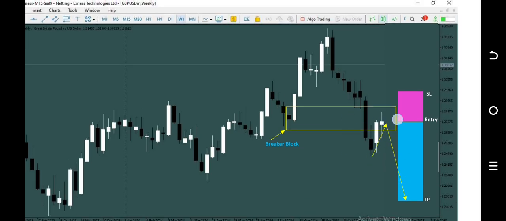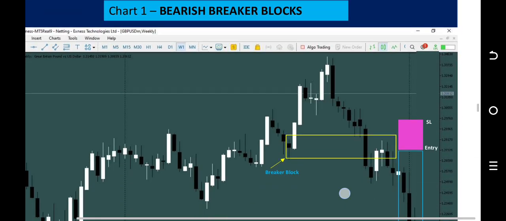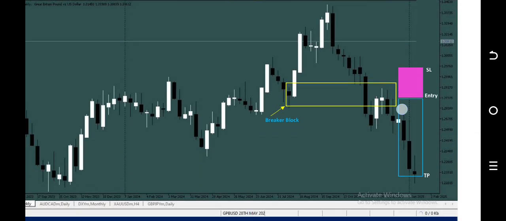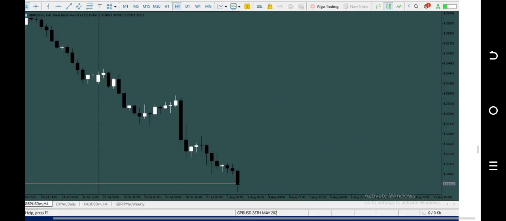Okay, when you target 1:2, can you see price has retraced back into this zone, this breaker block zone. Okay, so now look at it. It has tapped you in. So it is now expected of price to move downwards. Now look at what price did. Can you see? Price went to your TP. So now let's take another example.